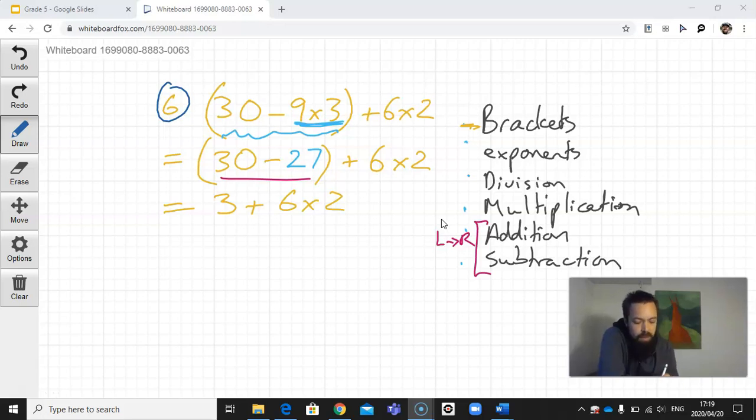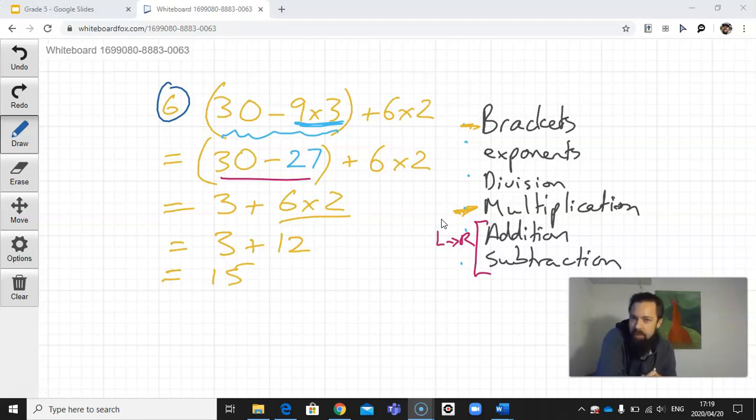What are we going to do next? Well, we have a 3 plus and a times. So what comes next? That's going to be multiplication, the times part. So the 3 is going to stay the same. I'm not touching it. 6 times 2 is 12. 3 plus 12 is 15.